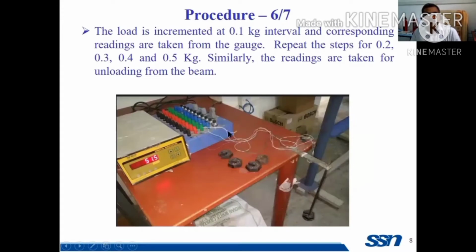Now again, the entire experiment is shown. Here we have the masses. Now 100 grams are applied, that is 0.1 kg. This experiment is repeated, increasing slowly: initially 100 grams, after that 200 grams, 300 grams, 400 grams, and 500 grams. While loading and unloading, both times you have to take the strain values. This value corresponds to the 100 grams load.